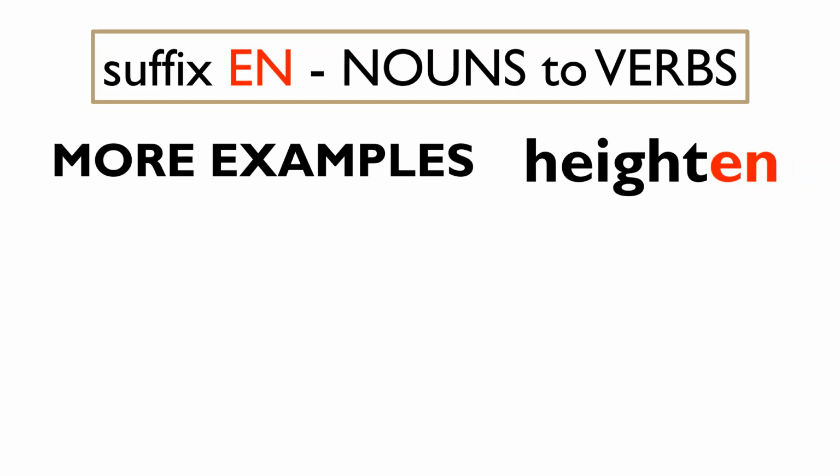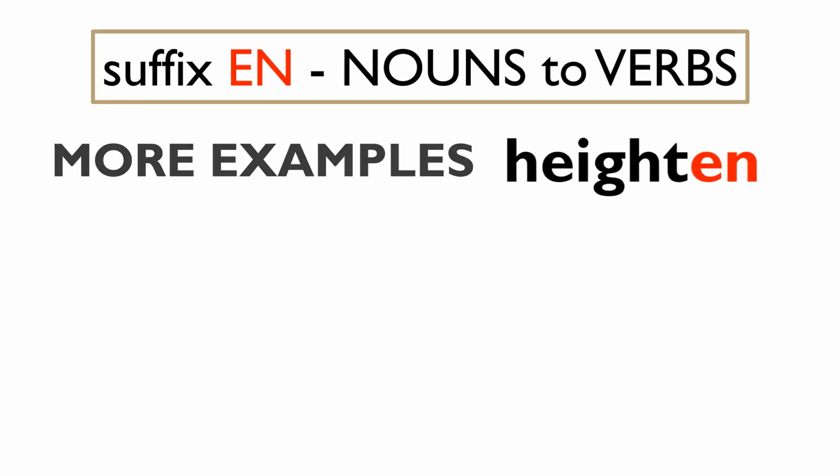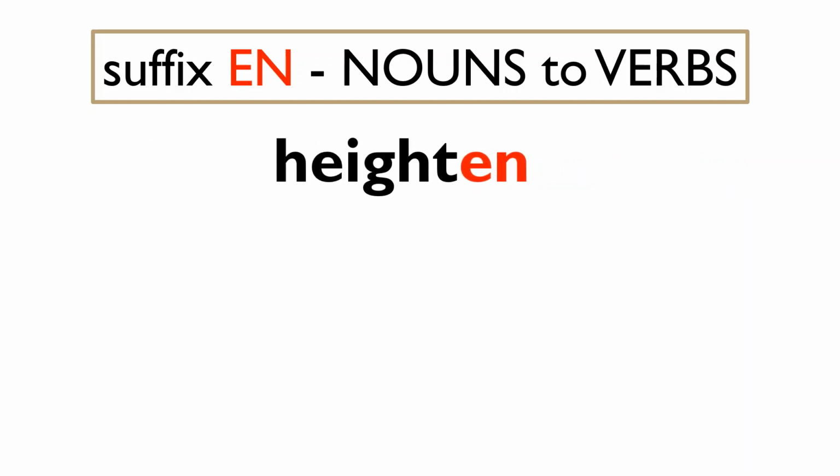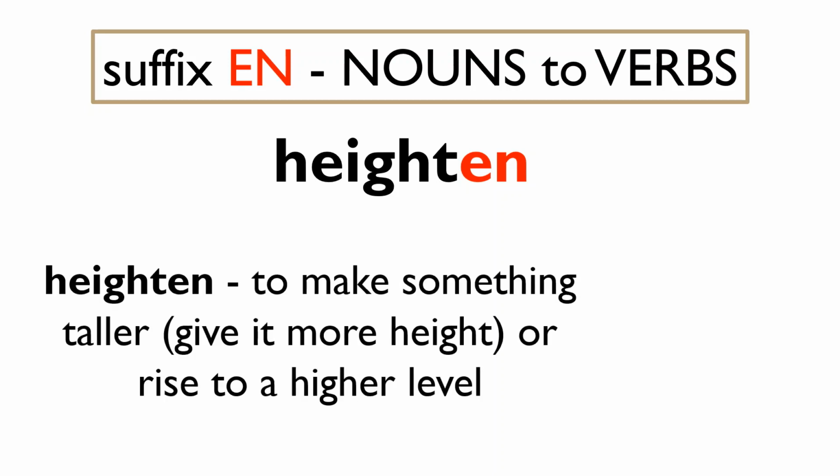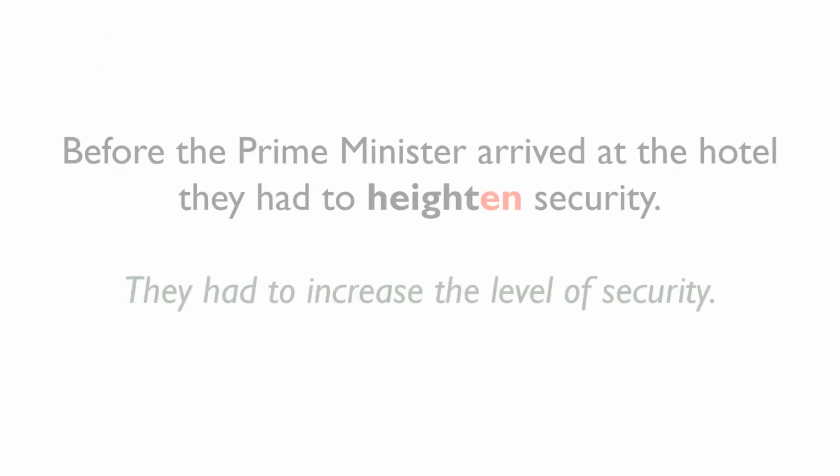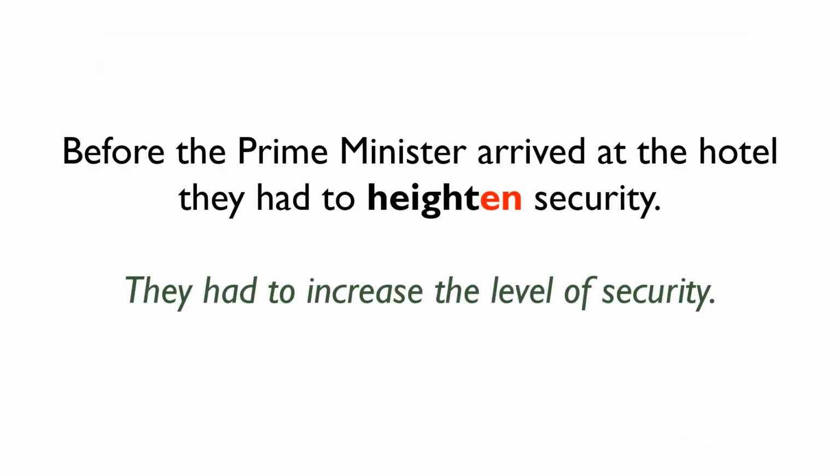The noun height becomes the verb heighten. The verb heighten means to make something taller, give it more height, or rise to a higher level. Before the Prime Minister arrived at the hotel, they had to heighten security. This means they had to increase the level of security.